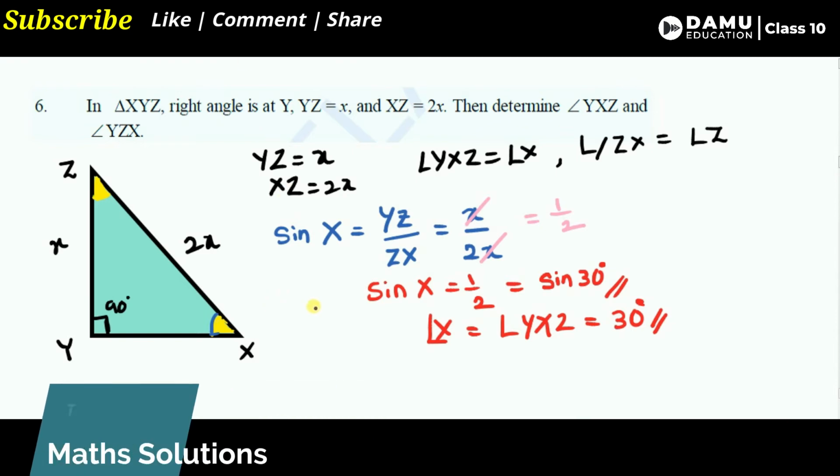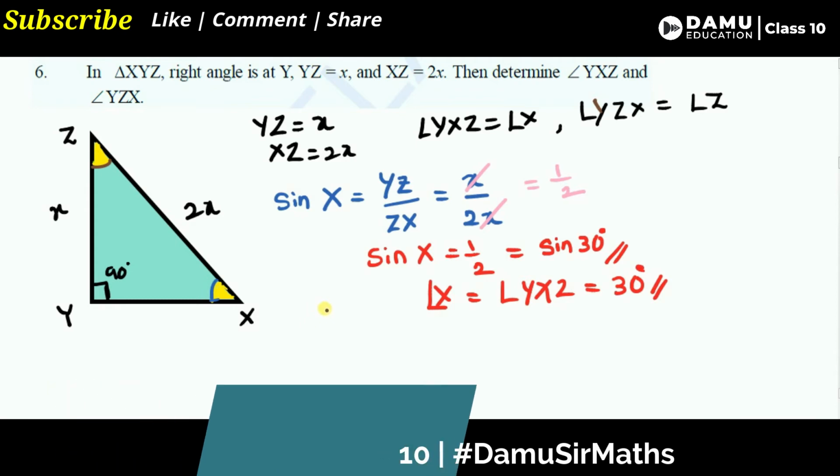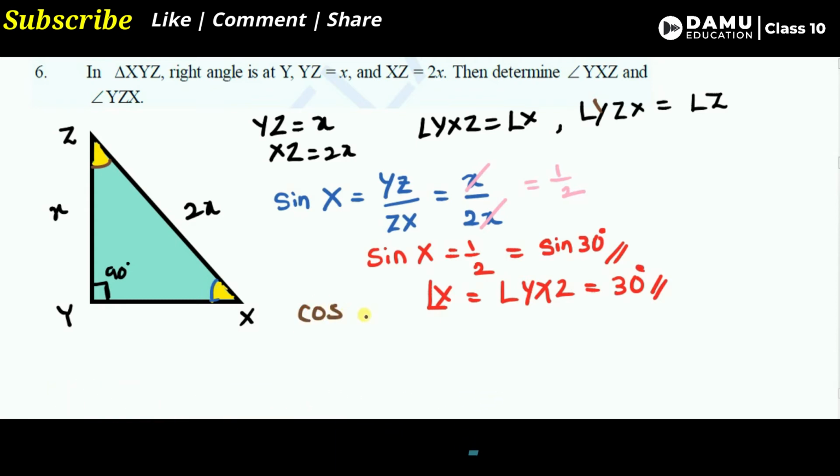The next one. They have given that we need to find angle Z. So how can we find angle Z? For this angle, this is the adjacent side and this is the hypotenuse. Let's apply cos. So cos Z will be equal to the adjacent side ZY divided by the hypotenuse ZX. The adjacent side is X and the hypotenuse is 2X. So X and X will cancel here. Then what value will we get? The value will be equal to 1 by 2.